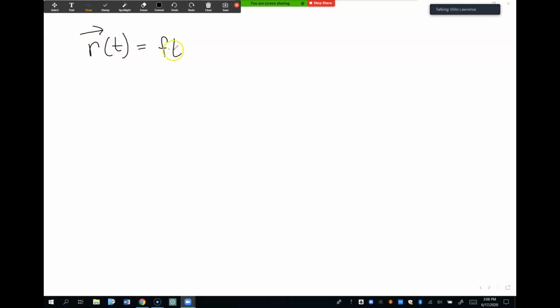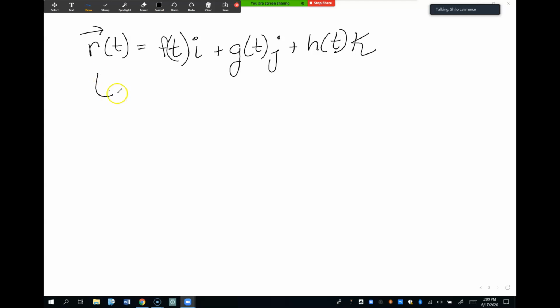We also could write this in the ijk format, and that also means the exact same thing. So that's also perfectly acceptable. And these are most commonly used in application problems to represent position. So I can plug a value in for t, and it will tell me what position I am at in three-dimensional space.